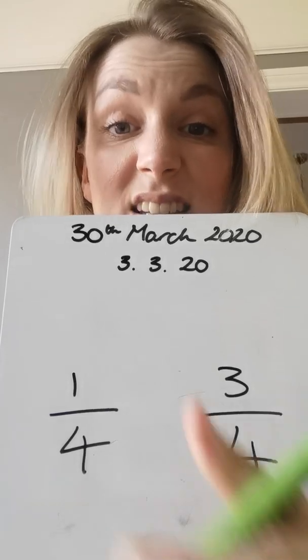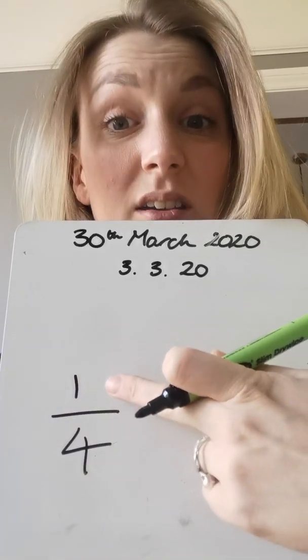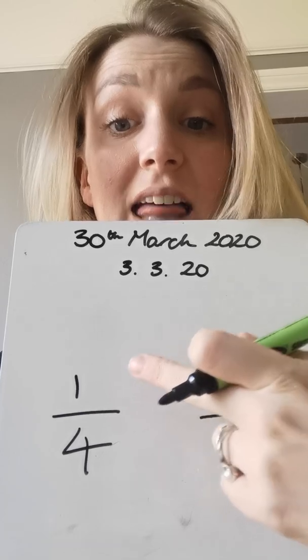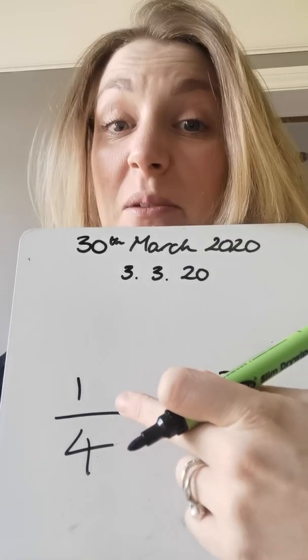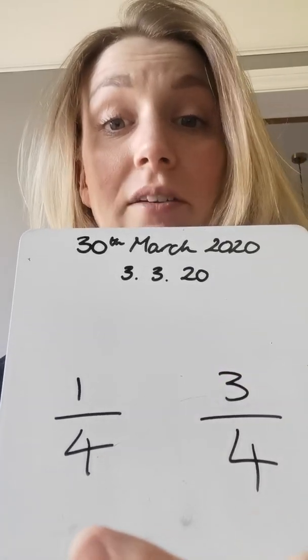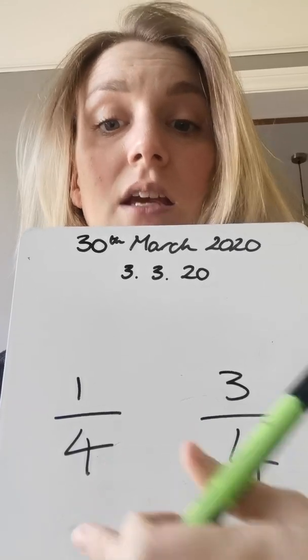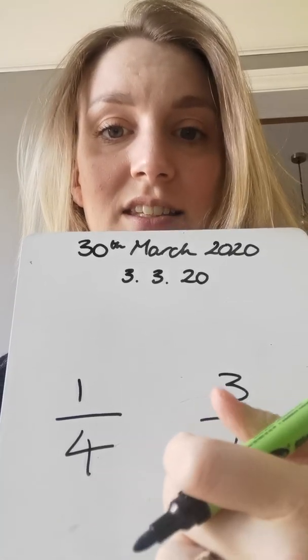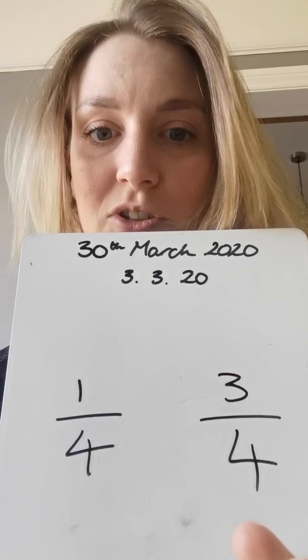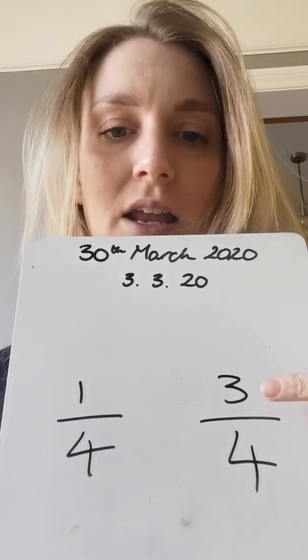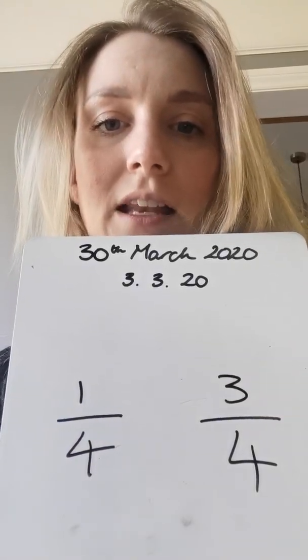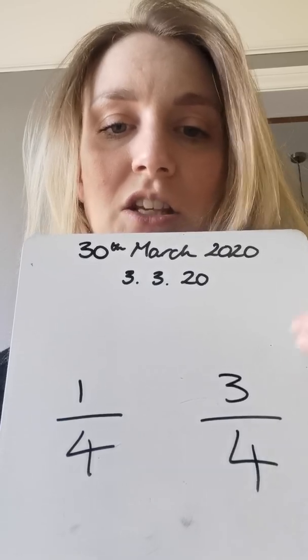But the difference is if the numerator is 1, which we call a unitary fraction, then you don't need to worry about timesing by the top, because if you times anything by 1, the answer stays the same. So when you have a fraction that looks like this, then you just divide by the bottom. When you have a fraction that has a number bigger than 1 on the top, then you need to divide by the bottom and you times by the top.